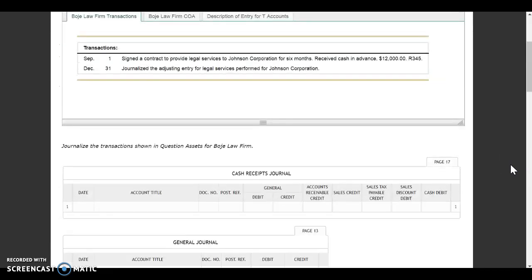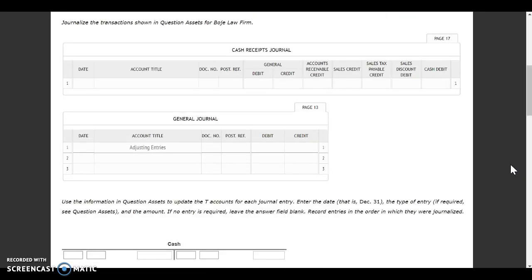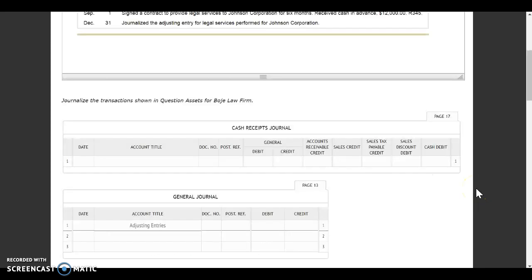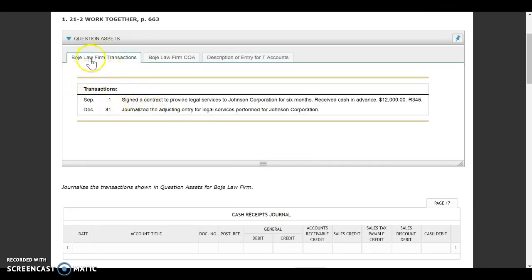So it tells us that we're going to journalize the transactions shown in the question for Bourget Law Firm. We have our cash receipts journal and we have a general journal. When we look, here we have our transactions, September 1st and December 31st.